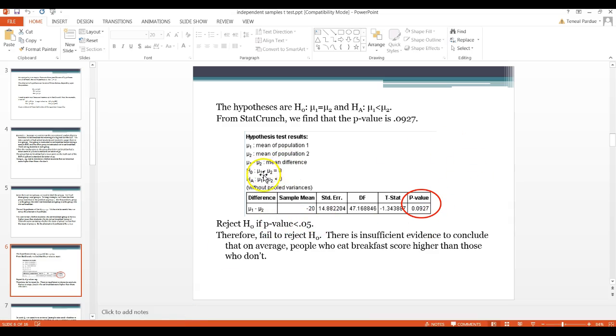So this gives us our hypotheses, our test statistic, and p-value. And we still have to state our rejection rule and conclusion. We're going to reject H0 if p-value is less than 0.05. And this is not less than 0.05, so we're going to fail to reject H0 and say that there is not sufficient evidence to conclude that, on average, eating breakfast makes you score higher on a test. Okay?